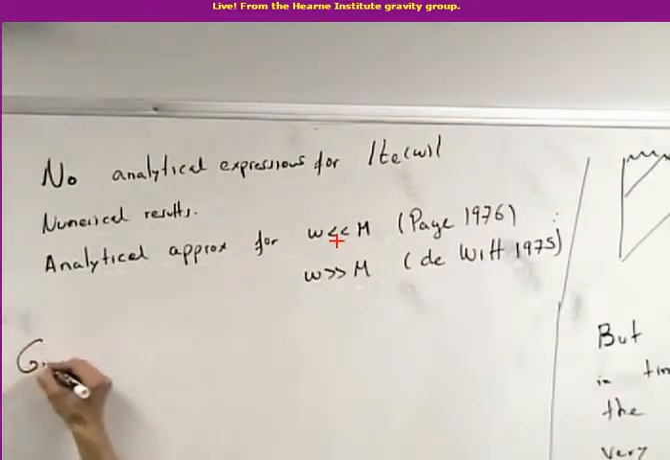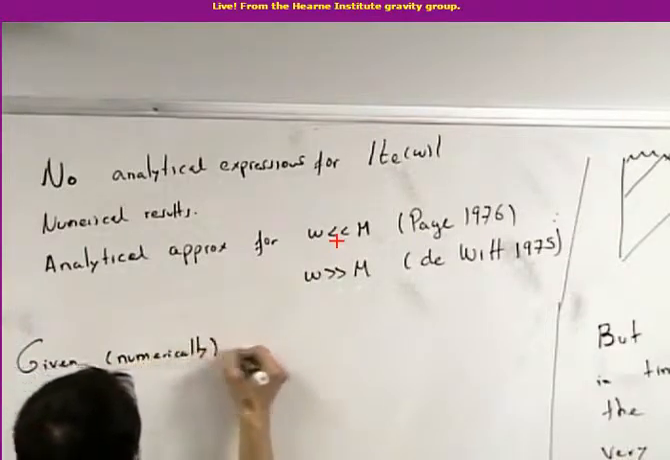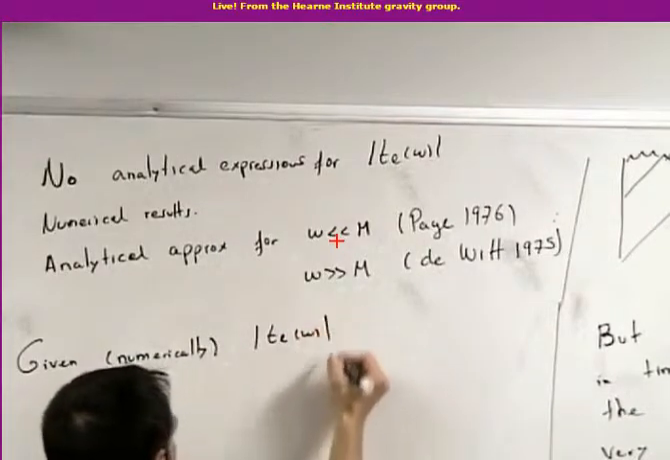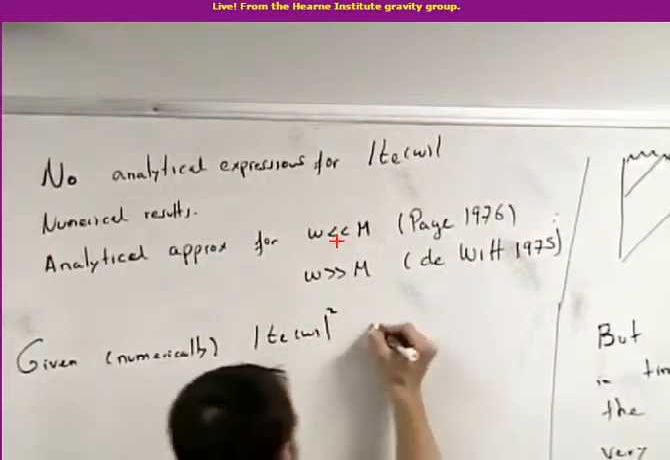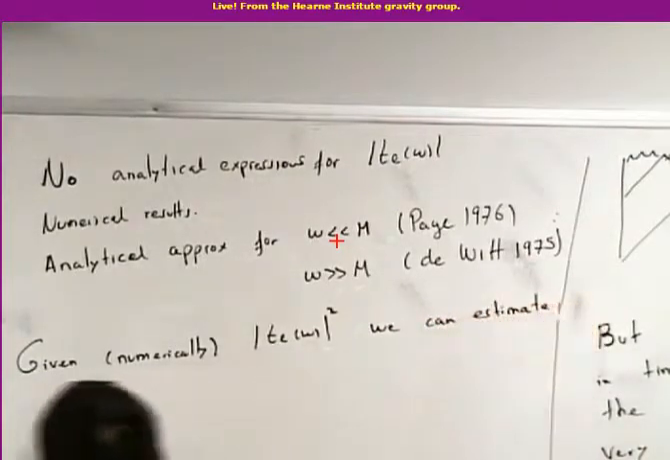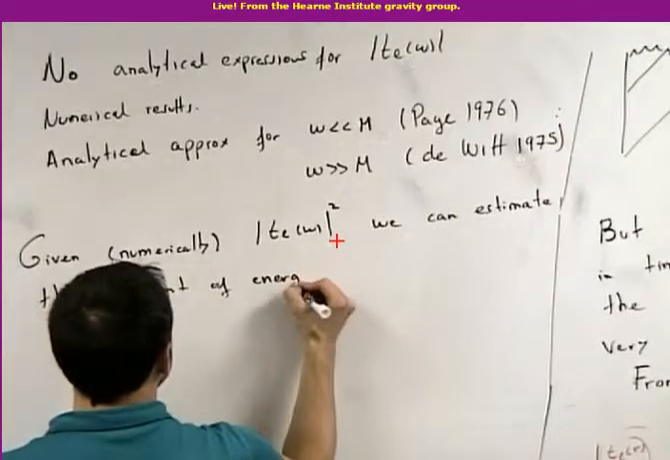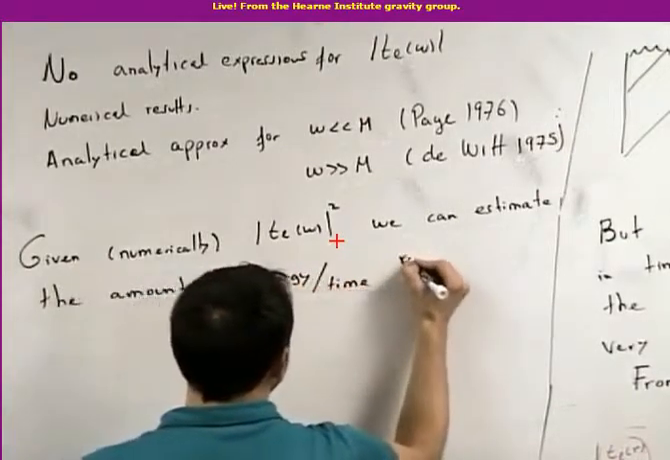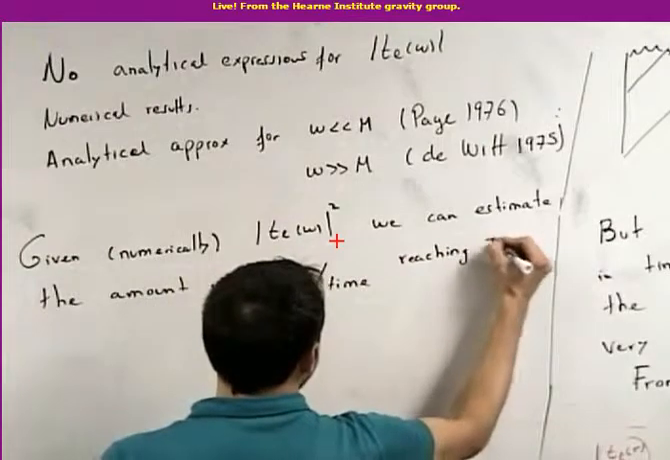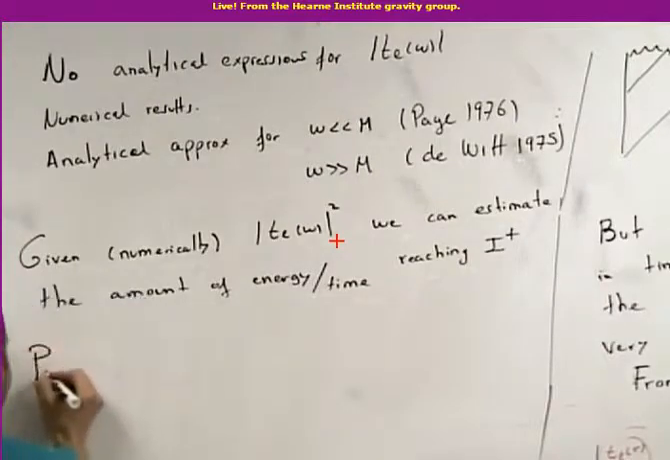And now I just tell you that given, for instance, numerically, those coefficients, if somebody gives you those coefficients, we can estimate the amount of energy per unit time, so the power reaching Scri plus due to Hawking radiation. We have all these particles getting to Scri, we can compute the energy. Let me call it P_H, power in Hawking radiation.